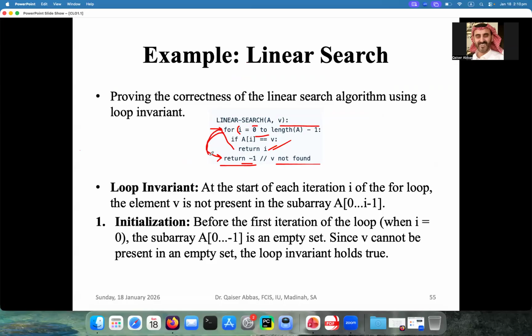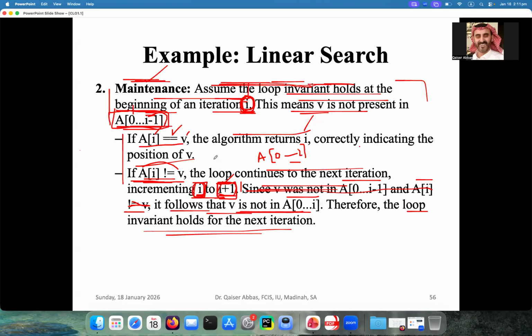When this loop completes all its iterations, your iteration number would be equal to length of A. And then you can say that from 0 to length of A minus 1, V was not there. Now the loop is terminated, you are returning minus 1, and you can say the element is not found. So the algorithm is correctly returning the value minus 1.